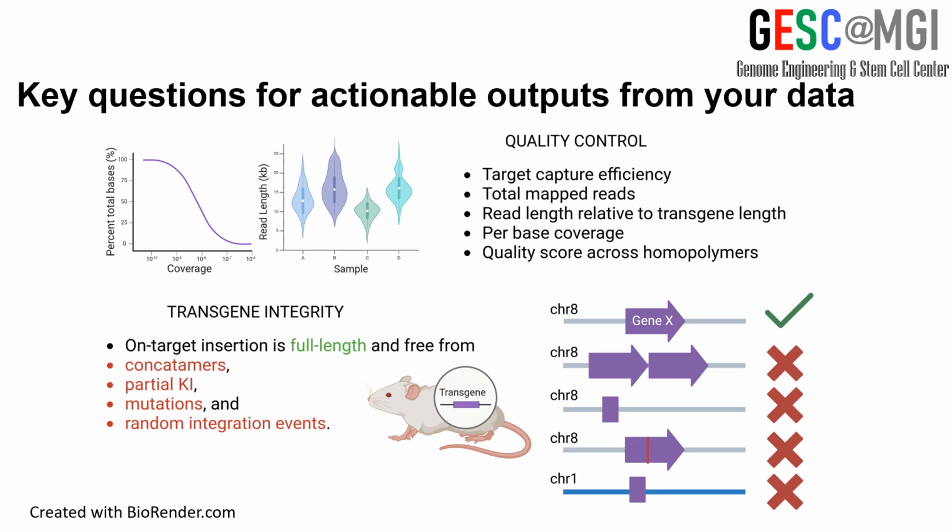So once you have your data, there are a couple of scorecards you want to fill out. The first relates to quality control, and it has to do with ensuring that the capture and the sequencing run performed as expected, and that they're adequate enough for you to have faithful calls in the full-length knock-in event, but also that the data is able to report the presence of concatemers, partial knock-ins, mutations, and random integration events. And if you do find things like this, that they're not necessarily a product of artifacts, but rather true to the genome that you're sequencing.